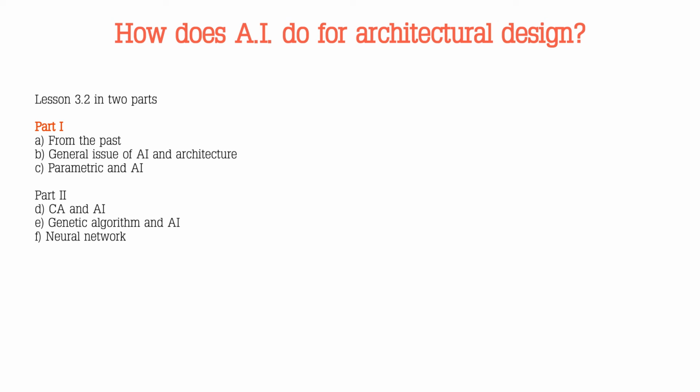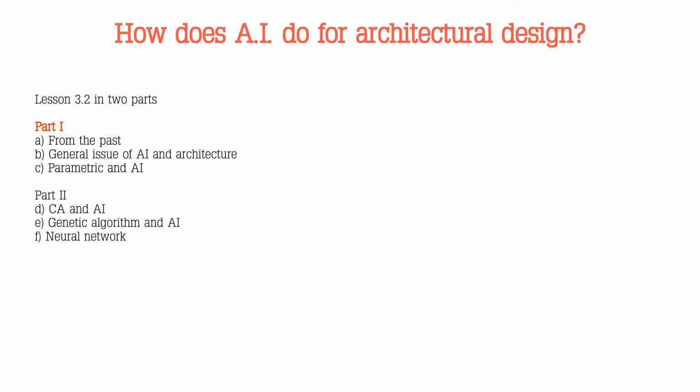So lesson 3.2 is divided in part 1, where we discuss some inspiration from the past and some current developments of artificial intelligence and architecture. Then we discuss some general issues about artificial intelligence and architecture, in terms of how artificial intelligence can operate inside architectural design. Then we discuss some elements about parametric design and artificial intelligence. This is part 1 of class 3.2.